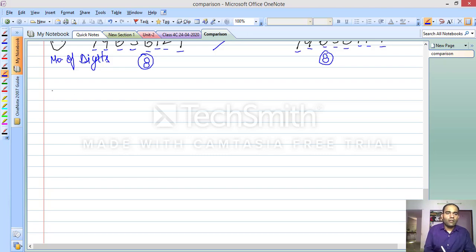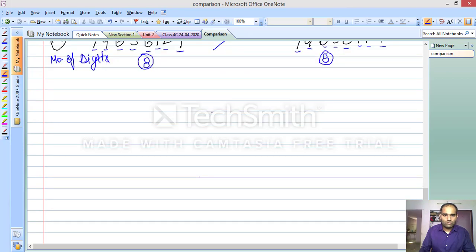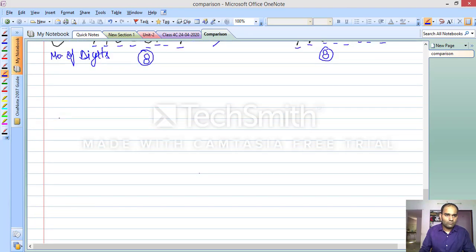Now let's take a different type of example. This time we will compare the units. Numbers given with units. Here is 20 centimeter and here is 1 meter. Now which one should be greater?